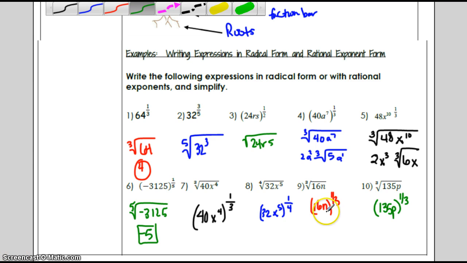All right, so check your answers. Number 9 should be 16n to the 1/3 power, and number 10 is 135p to the 1/3 power.